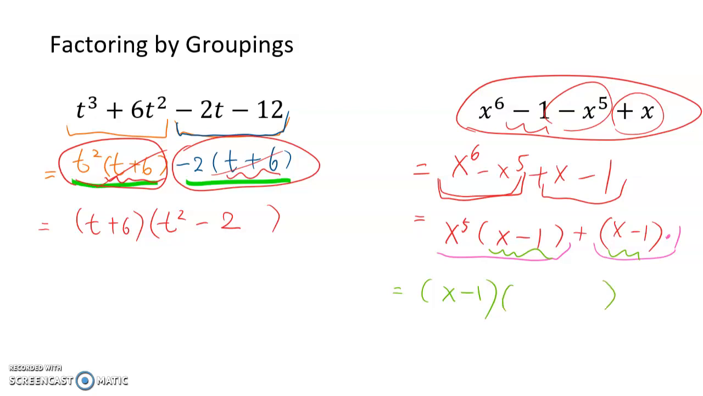For the first big term, factoring out x minus 1, what's left is x to the 5th. For the second big term, factoring out x minus 1, that's a positive 1. So now we have factored this polynomial by grouping.